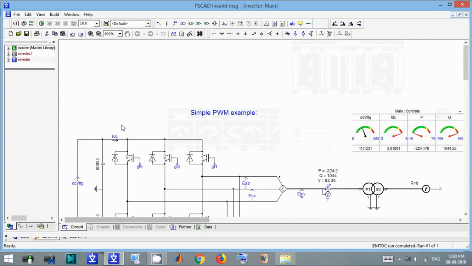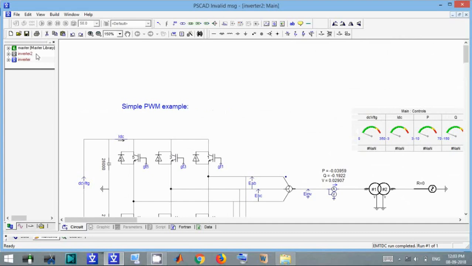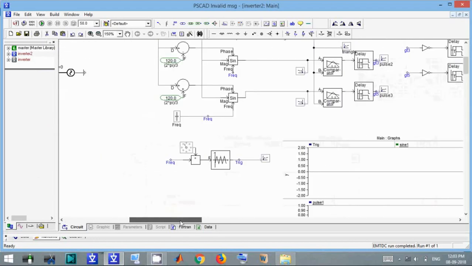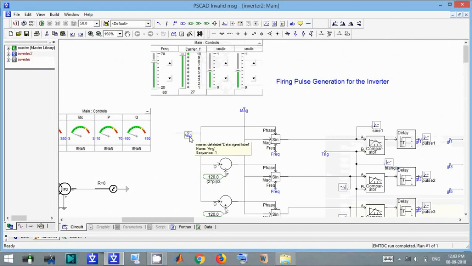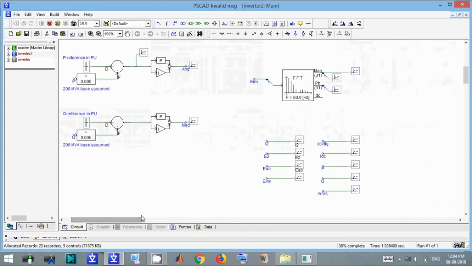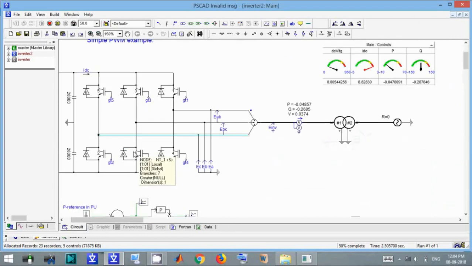For that, we built another inverter set as active. This is an inverter, and you can see that in the firing pulse generator, the inputs are the phase angle and the magnitude. This should be 50. Run this. This angle and magnitude should be okay.